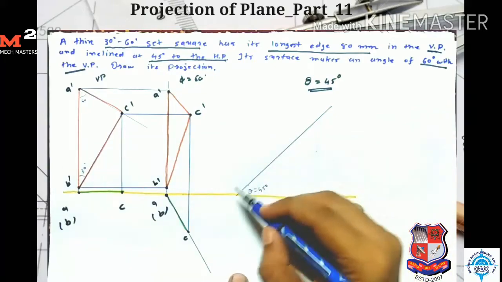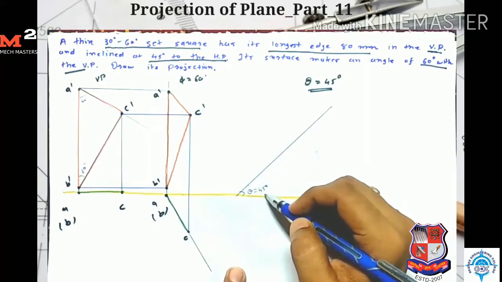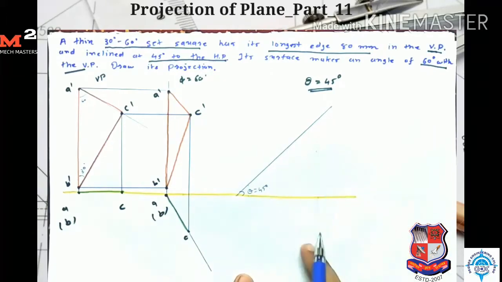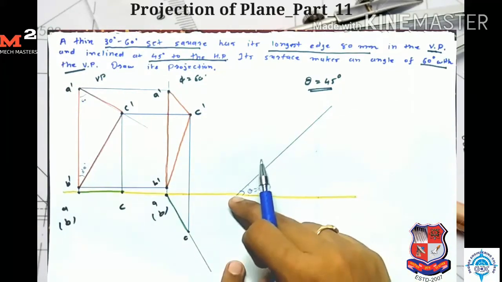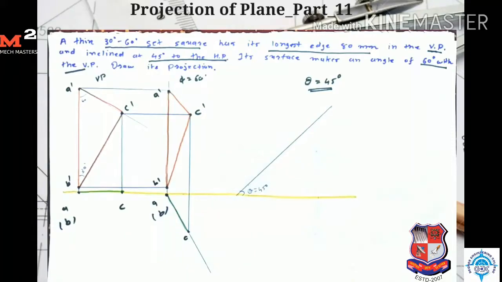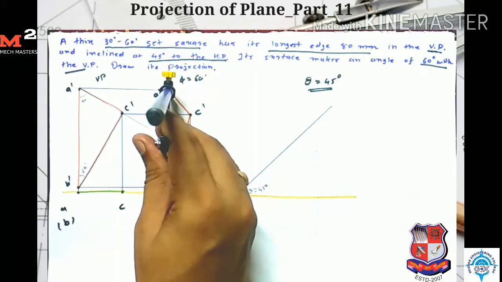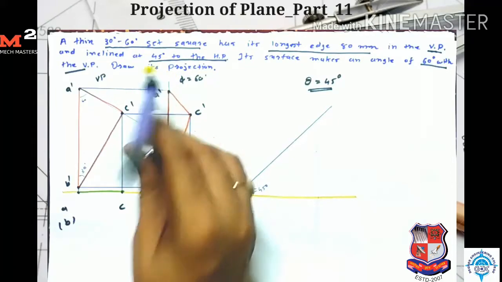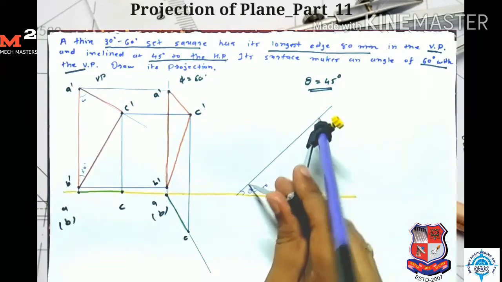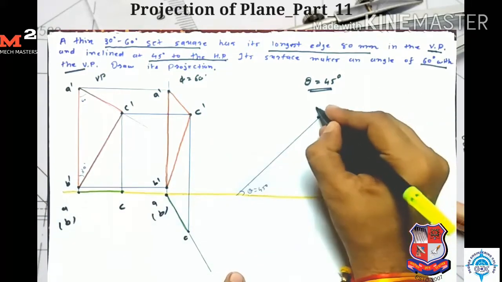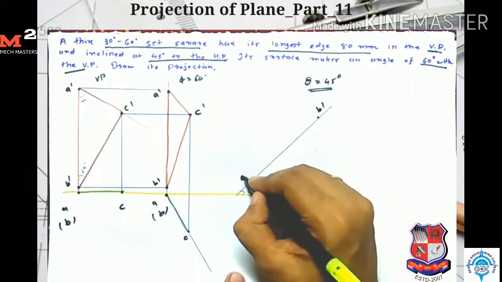First I draw one line at an angle of 45 degree, because the hypotenuse makes an angle of 45 degree to HP. The angle made with the HP is represented on the vertical plane. Now I take A dash B dash as the radius. This length is 80 mm, so I take A dash B dash as the radius and draw one arc on this line, because the A dash B dash line is inclined at 45 degree. Here I get my point B dash, and here I get my point A dash.